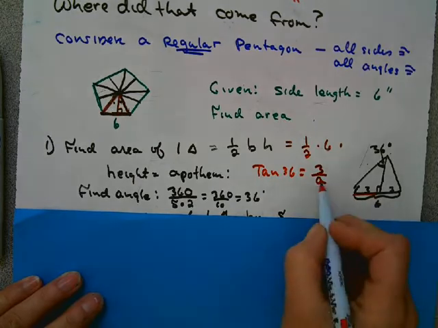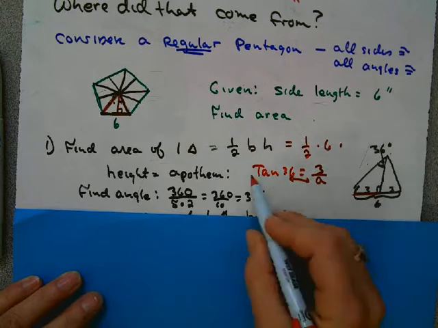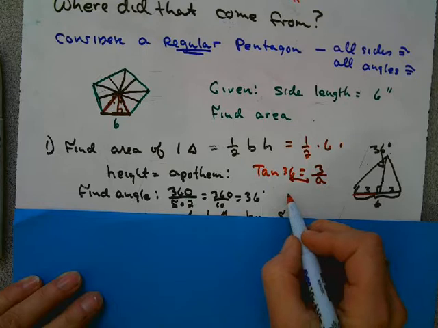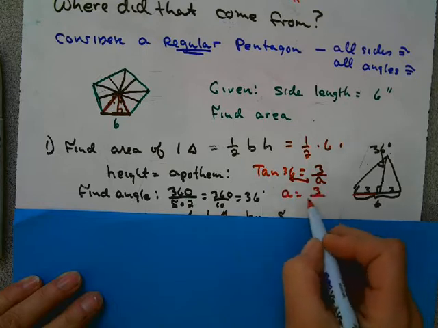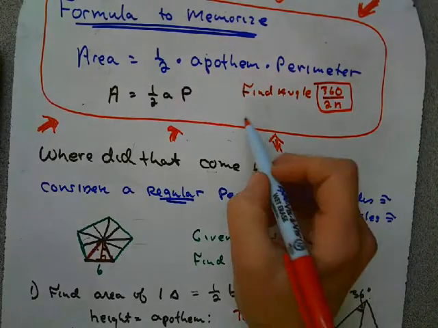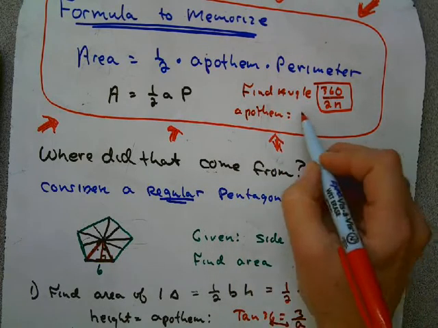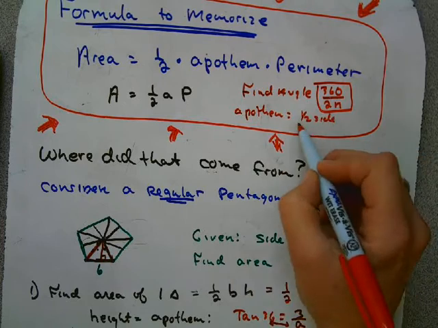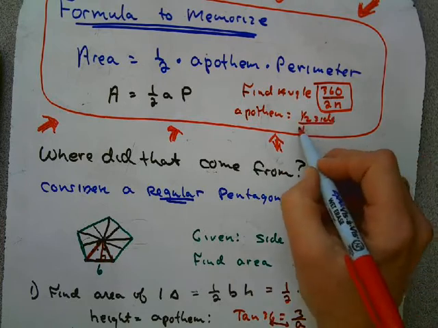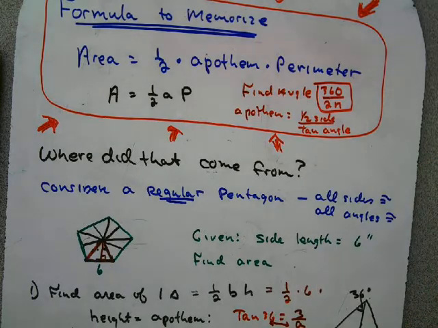Okay? So now remember, you can make these two things switch places because it's multiplying by A and then dividing by the tangent of 36. And the apothem is 3 over the tangent of 36 degrees. So here, once we've got our angle, we know the apothem equals half the side divided by the tangent of the angle measure. That will give you the apothem every time. So we've got that.